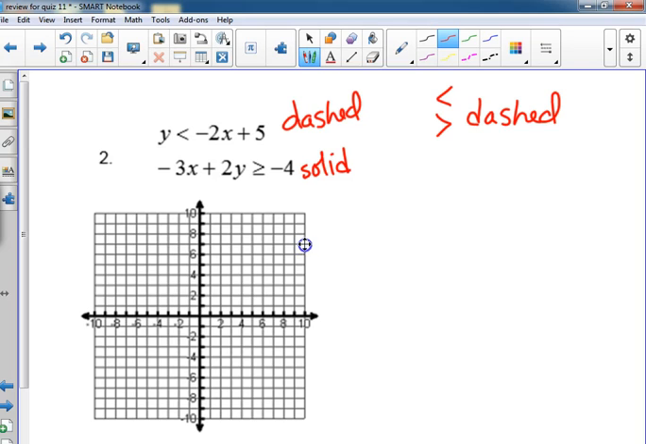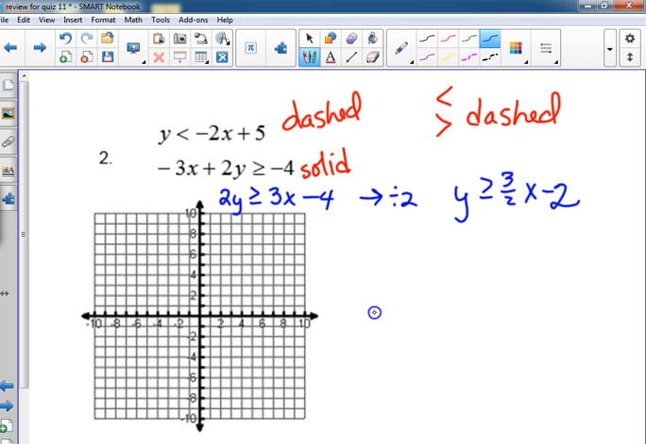Yeah, if we divide by negative, we have to flip the inequality. So I don't know that we have to do that, though. Can we just make this 2y is greater than or equal to and add the 3x over to the other side, right? And then divide everything by 2, and we'll get y is greater than or equal to 3/2 x minus 2. Did somebody get that?